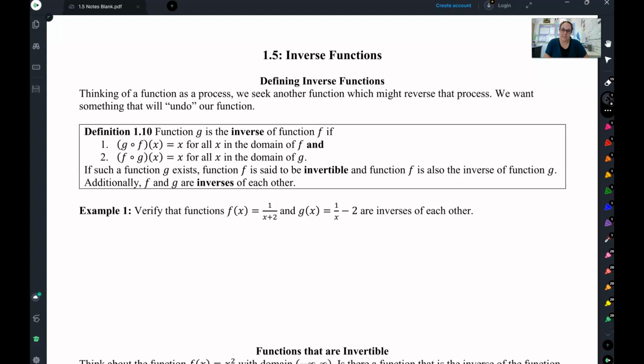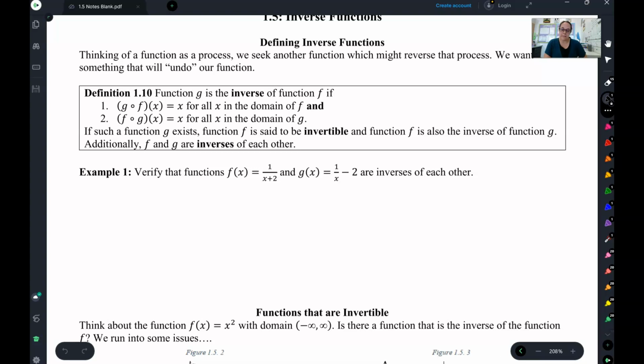Welcome to lesson 1.5. This lesson is all about inverses. So let's start by talking about an inverse. Basically, to begin with, an inverse is defined as taking two equations, and you could do g of f of x and f of g of x using that function composition we learned last lesson, and both of those equal x. If that is true, then we say that those two equations are inverses of each other.